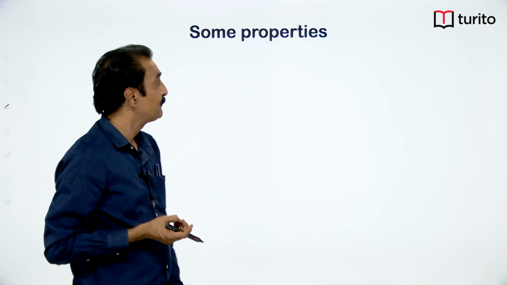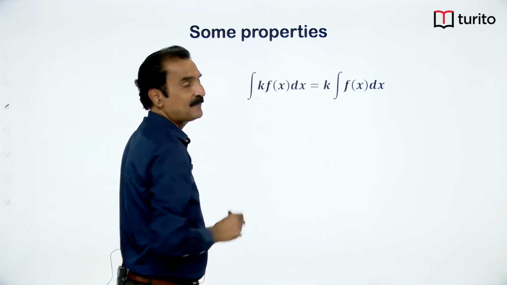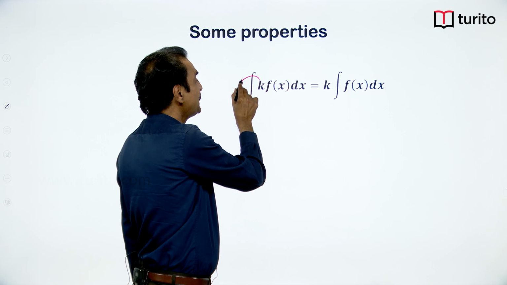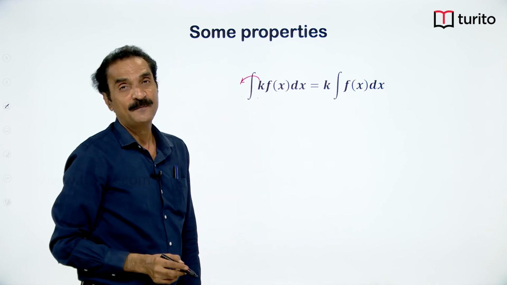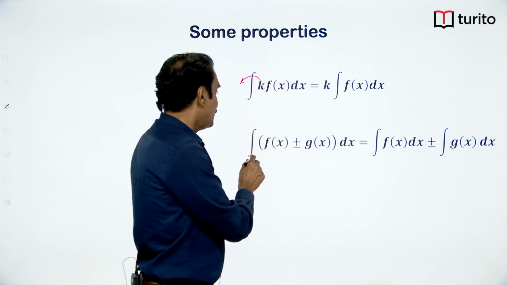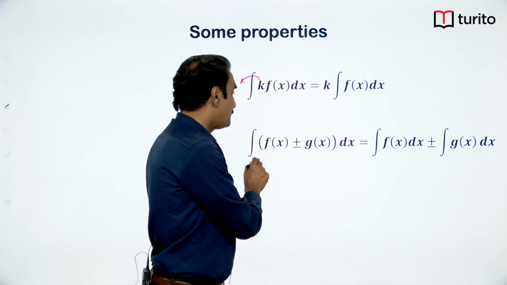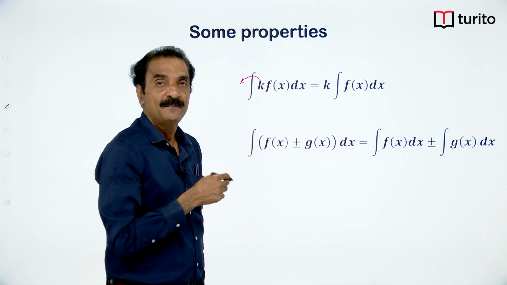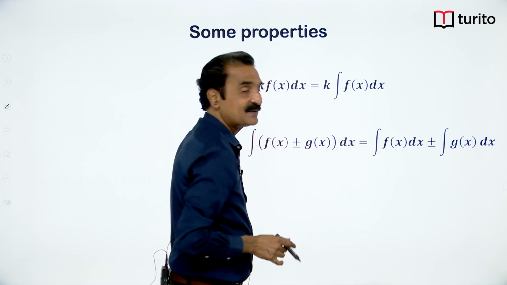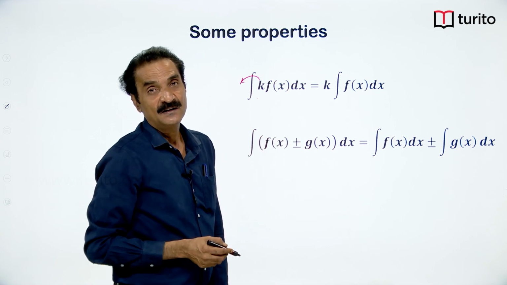Now some more properties. In integration, if you have k into f of x as the integrand, where k is a constant independent of x, that can be taken out. We get k integral f of x dx, just like differentiation. Another is, when you are integrating a sum or difference of two functions, integral of f of x plus g of x or f of x minus g of x, you can separate the integrals and write it as integral f of x dx plus or minus integral g of x dx.